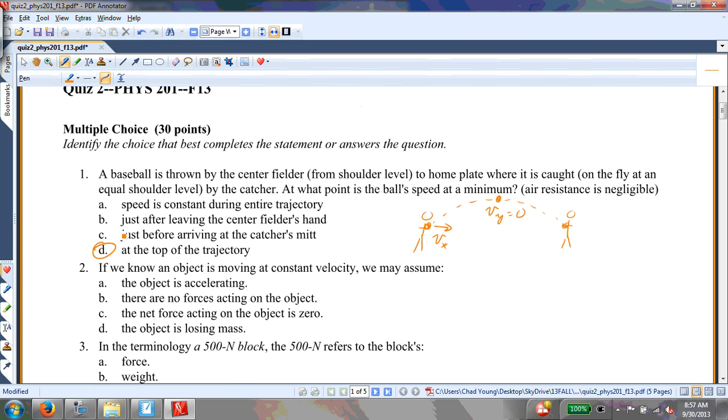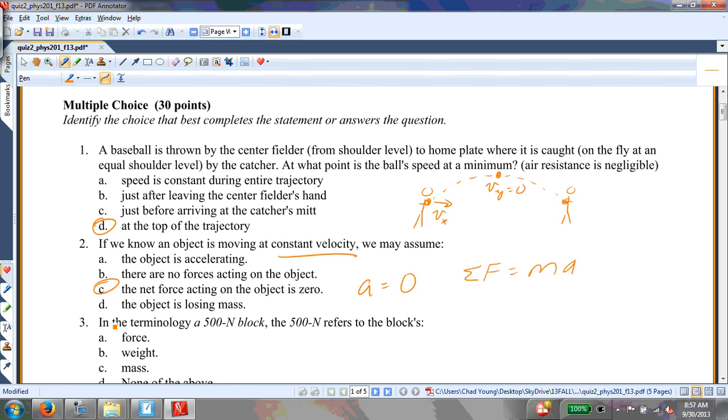We know an object is moving at constant velocity. If it's moving at constant velocity, that means the acceleration is equal to 0. And Newton's second law says that the net force equals mass times the acceleration. So that means that the net force on the object is equal to 0.